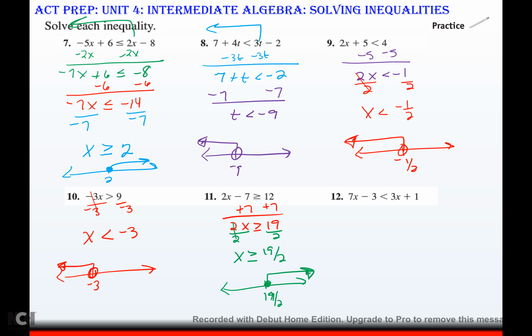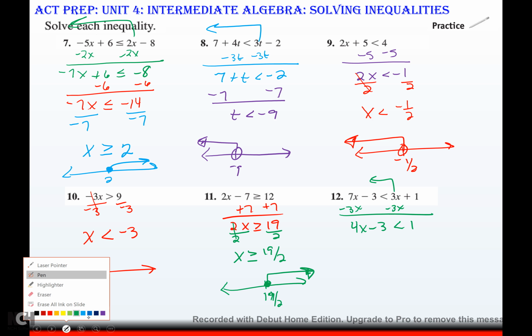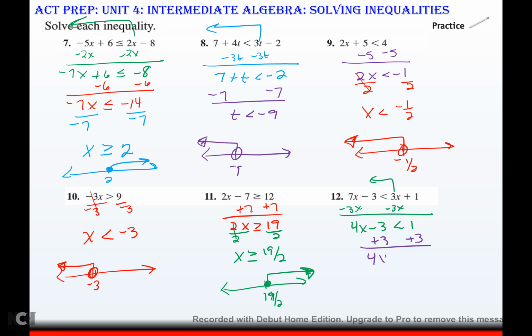12, I've got x's on both sides, so I'm going to move this one over. I'm going to subtract 3x. That gives me 4x minus 3 less than 1. To get x alone then, I'm going to add 3. I get 4x less than 4. Then I'm going to divide by 4, and I get x is less than 1. Which means I can't include 1, but anything smaller will be solution. Okay?